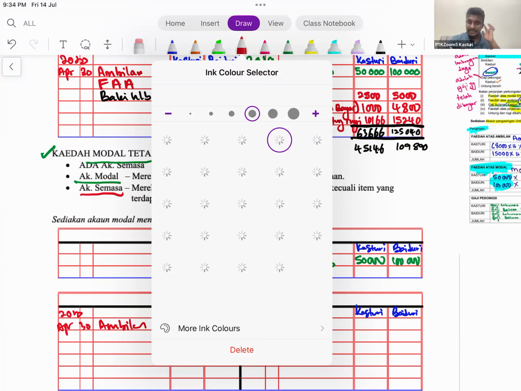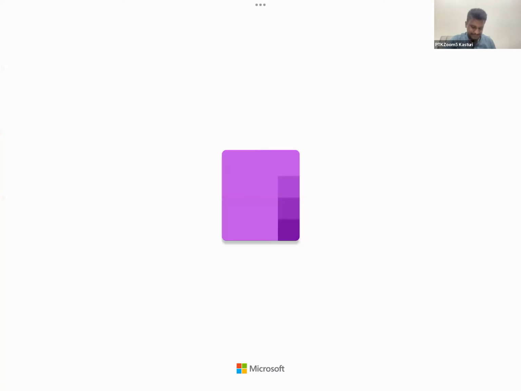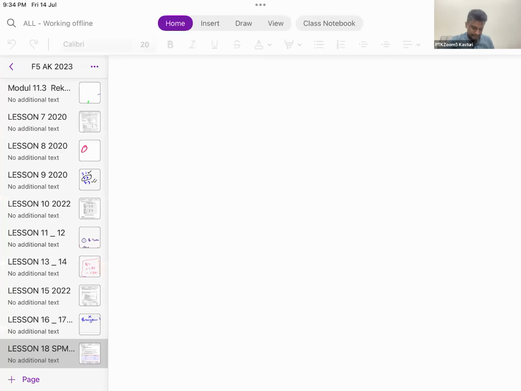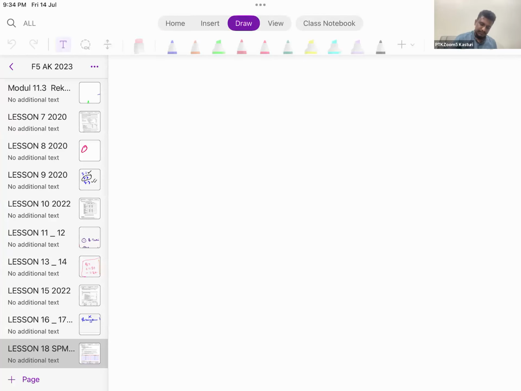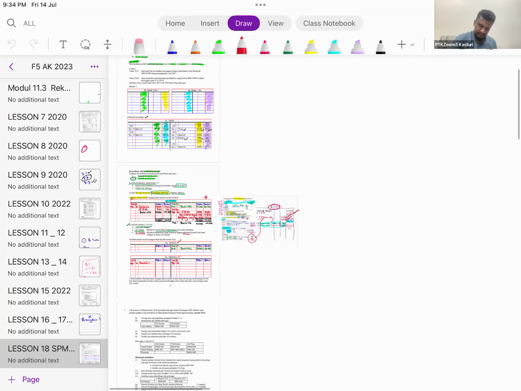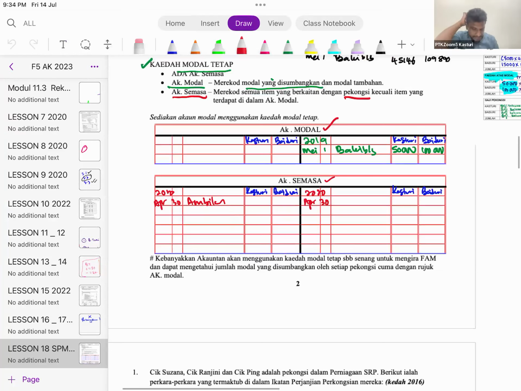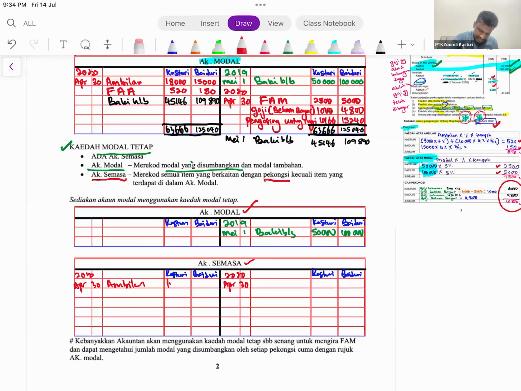Okay, meanwhile waiting for me, my iPad hung already. Meanwhile, can you write the ambilan, how much? And faedah atas ambilan, how much? Ambilan will be 18,000, 15,000, and then faedah atas ambilan will also be here, 520, 150. And then faedah atas modal will be in account semasa. So only the modal will be in account modal. Even the faedah atas modal will be in account semasa.